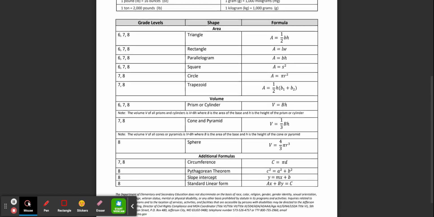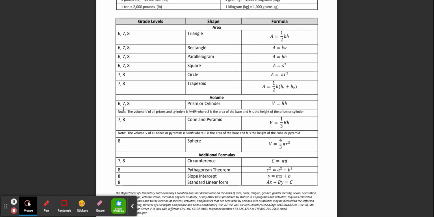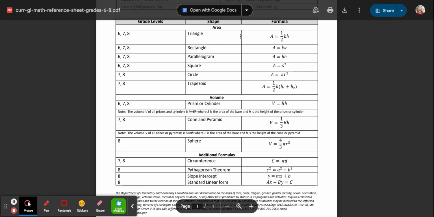After the volume of a prism or cylinder formula, you do not need any of the rest of this. Any formula row that doesn't have a 6 in the grade level, you will not have to use. Just make sure you're paying attention to what shape it is, what you're looking for, and the formula next to it. We have worked with all of these, so these should all be familiar.